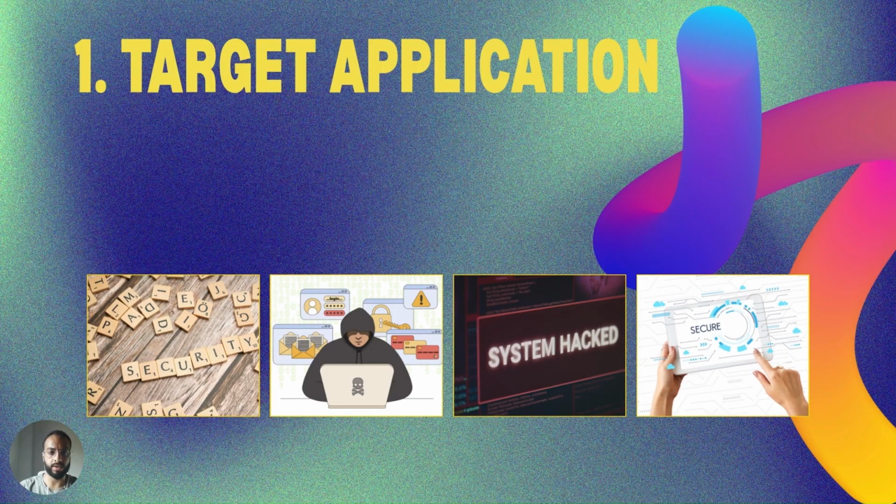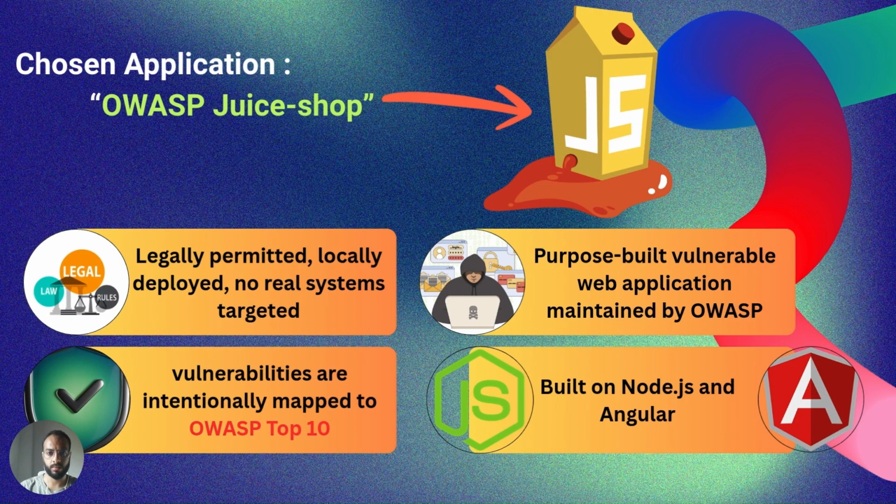Beginning with the target application, we chose the OWASP Juice Shop, as shown in this figure, because of four reasons.